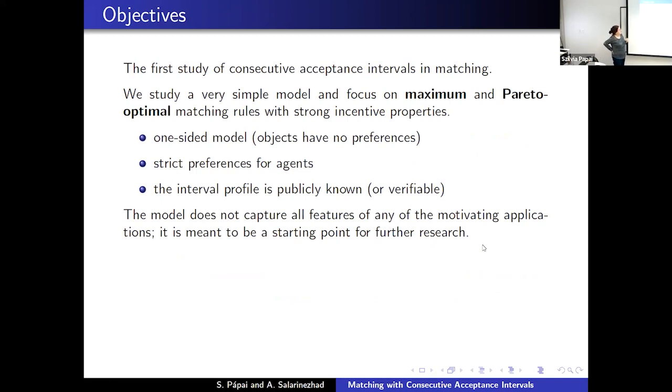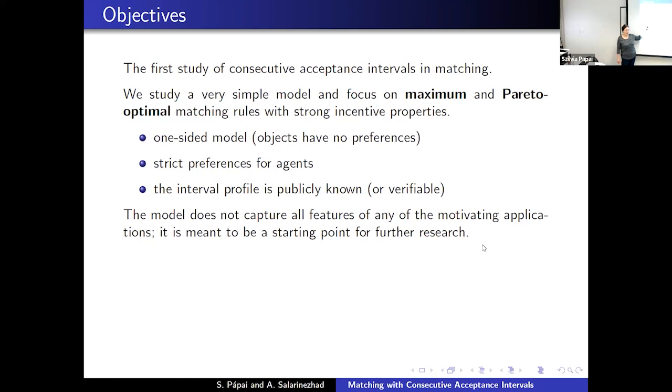And we think that this is the first study, and we haven't come across another one, where we are looking at this kind of consecutive acceptance intervals. And yeah, so in our model, it's a one-sided model, so we have two sides, right? But objects have no preferences. We assume strict preferences for the agents. And we also assume that interval profile is publicly known or verifiable.